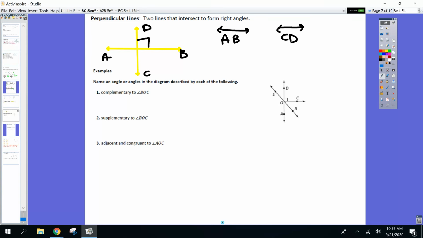Nobody in first period knew it. There's a challenge to you. Nobody in first period knew it. They got pretty close, but they didn't know it.